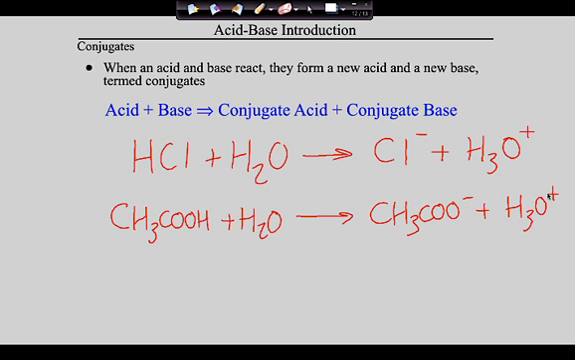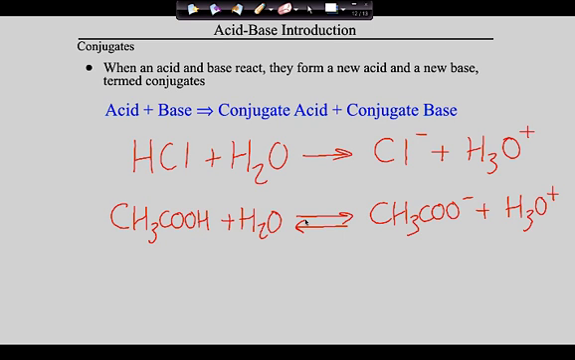Now we need to talk, because I'm going to lead you to a very important thought. One of these equations is not written properly. Which one? The bottom one. What's wrong? It's a weak acid, so how do we fix that? It goes this way. The bottom one is a weak acid, so it reaches equilibrium.